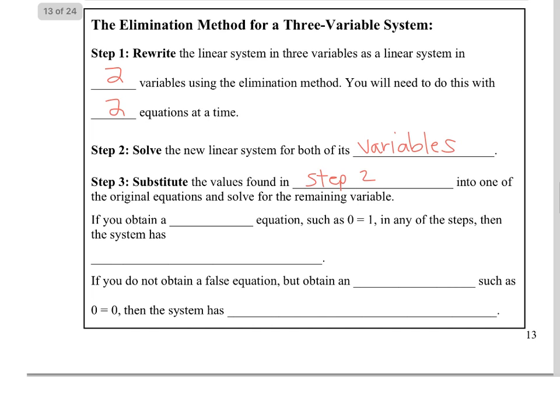If you obtain a false equation, such as 0 equals 1 in any of the steps, then the system has no solution. If you do not obtain a false equation, but obtain an identity, such as 0 equals 0, then the system has infinitely many solutions. That's when it intersects in the line.